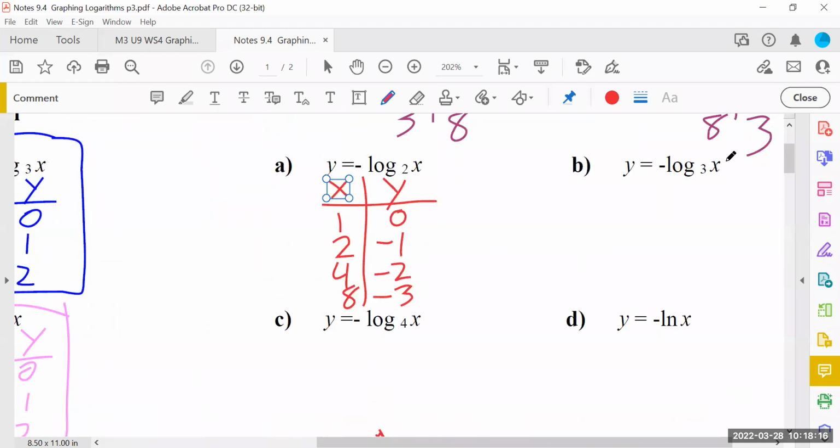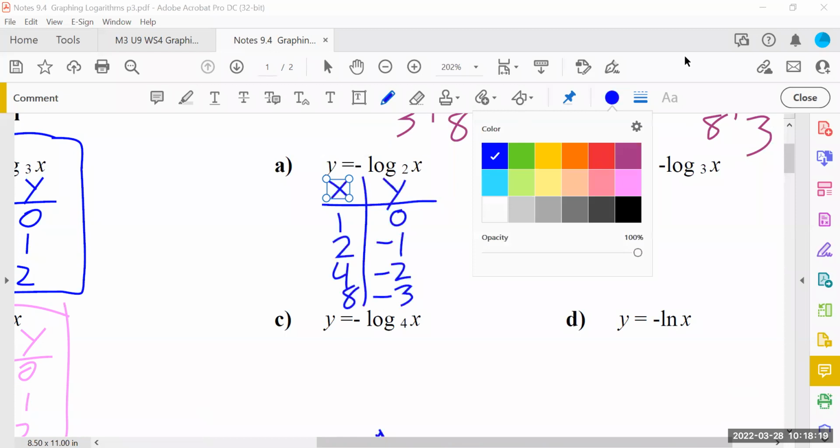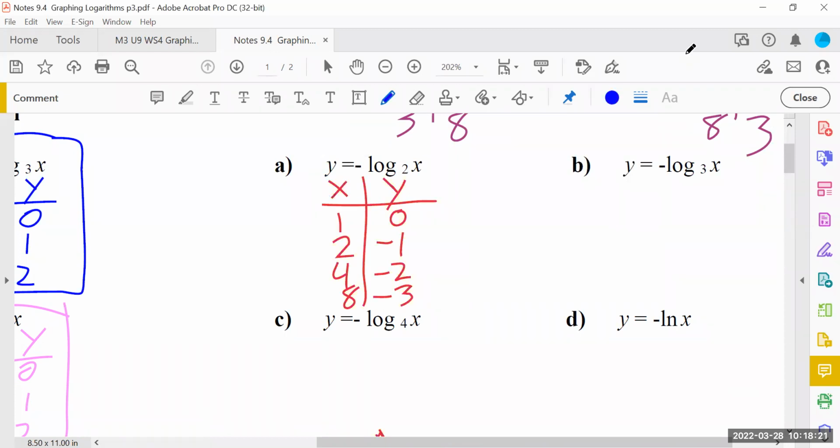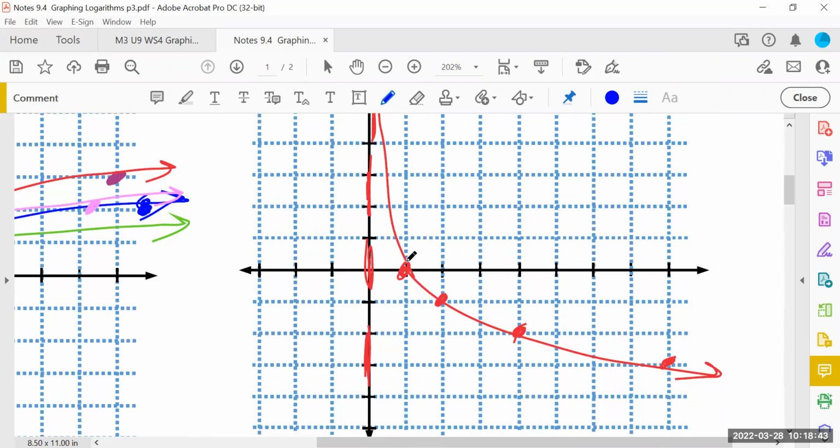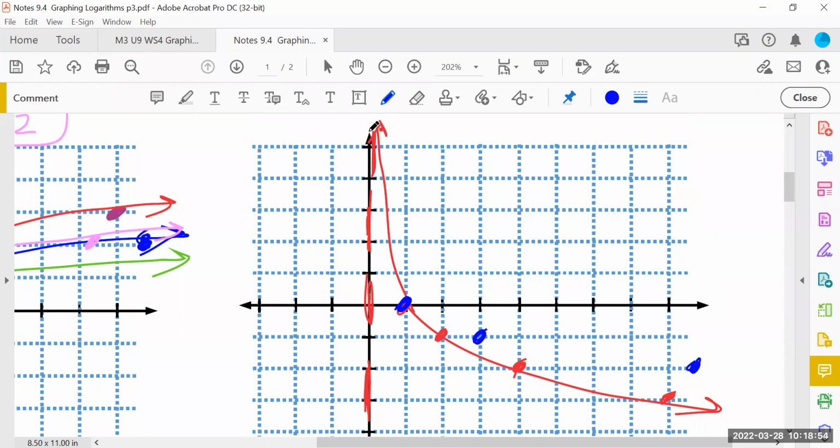And so if I graph y equals negative log base 3 of x, put in my x values and get out y's, I'd have the same 1, 0, 3, negative 1 now, and 9, negative 2. So coming down here, same point there, but now 3, negative 1, 9, negative 2. Make my sketch.